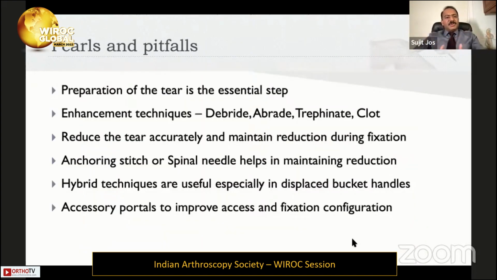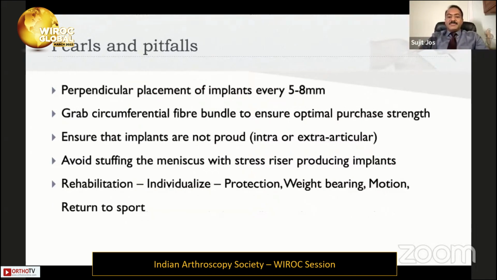So pearls and pitfalls: preparation of the tear is a very essential step. Debride and abrade or trephinate. Reduce the tear accurately and maintain reduction during fixation. You can use a spinal needle which can help in maintaining the reduction. Hybrid techniques are useful, especially in displaced bucket handle tears. Accessory portals can improve access and fixation configuration.